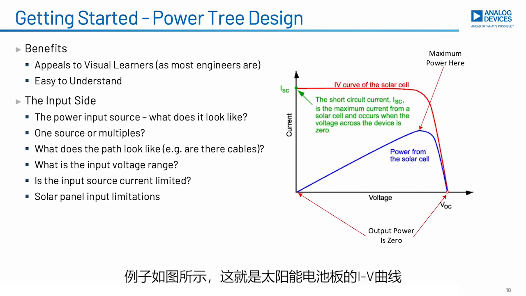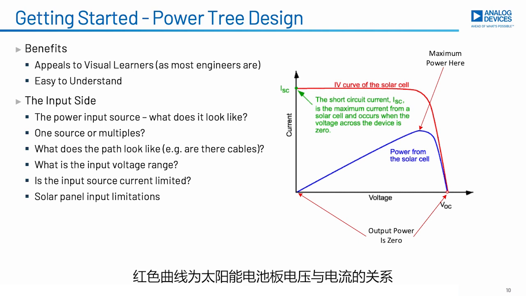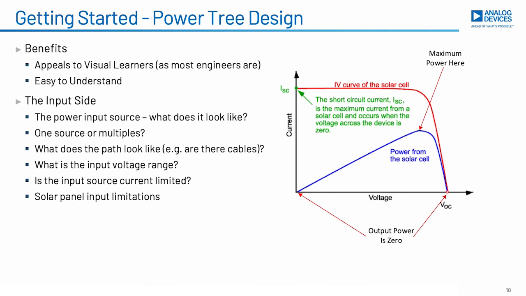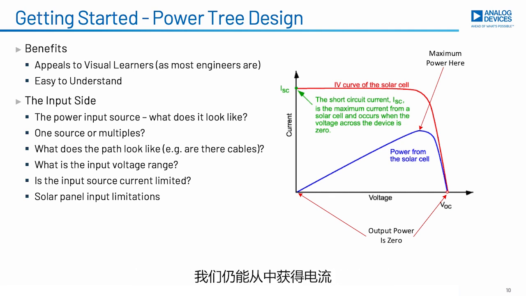So here's the example. This is what's called the IV curve for a solar panel. The red line shows current on the vertical axis, voltage on the horizontal. And as we see, the red curve shows what the solar panel looks like as a function of that voltage and current. So now you need to remember, power is the product of voltage times current. So on this red curve, if we short out the output of a solar panel or solar cell, we'll still get current out of it, and it's the short circuit current at this upper left corner.